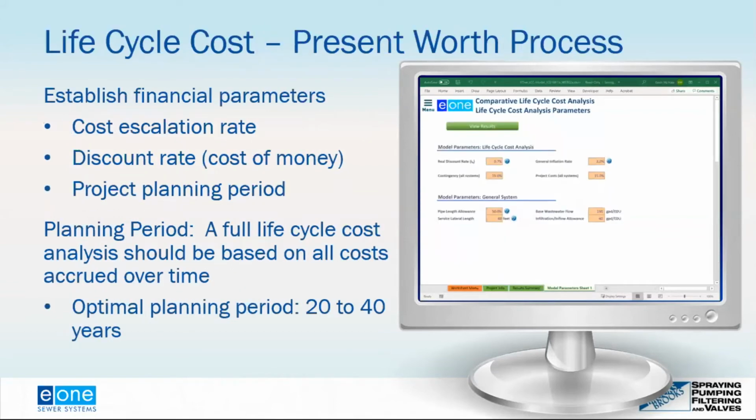It does this by establishing the financial parameters. So we look at our cost escalation rate, our discount rate, and our project planning period. You put these values in there, 20 years at a real discount rate of 0.7%. As I mentioned, the optimum planning period is 20 to 40 years for a life cycle cost analysis. My personal preference is 30 years. If you're looking at 20 years or anything less than 20 years, you're not capturing all the operation and maintenance costs associated with the wastewater system. If you're looking at 40 years and certainly anything greater than 40 years, it's really hard to estimate what something is going to cost. What is the economy going to look like?